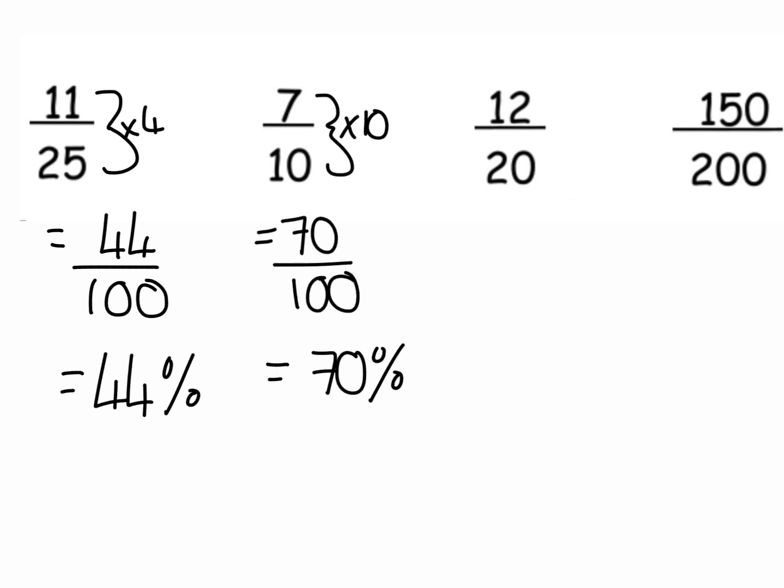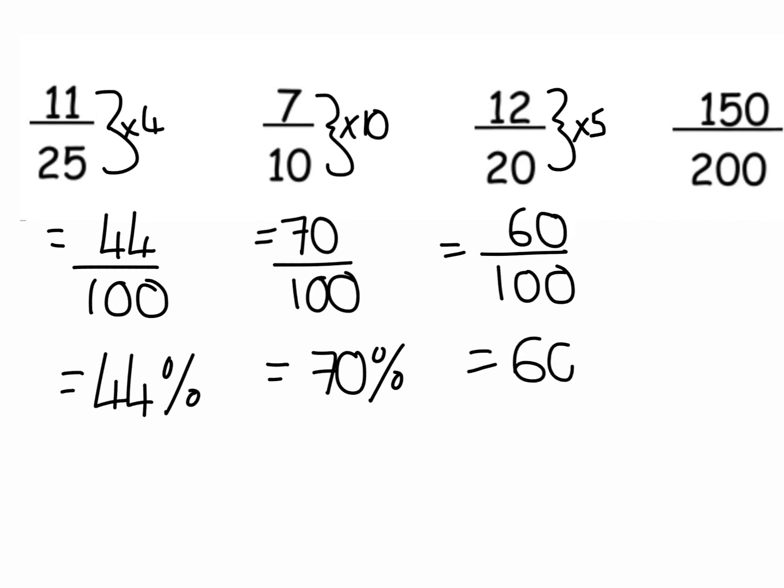This one's a bit tricky. Two options here. I could multiply top and bottom by 5 because 5 times 20 is 100. So 5 times 12 is 60, giving 60%. Now there was another way for this one. I could have simplified first. 12 out of 20 is the same as 6 out of 10. And then I could easily turn that into 60 out of 100, which is sometimes a bit easier than trying to multiply by 5, particularly if the numbers were a bit bigger, like 18.